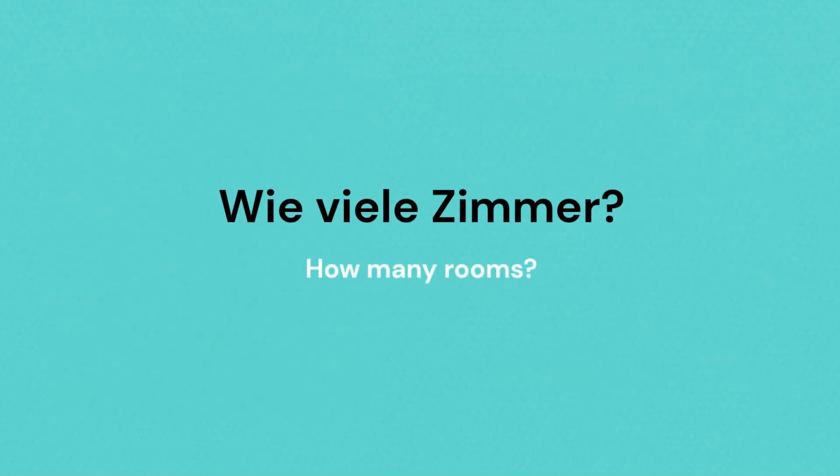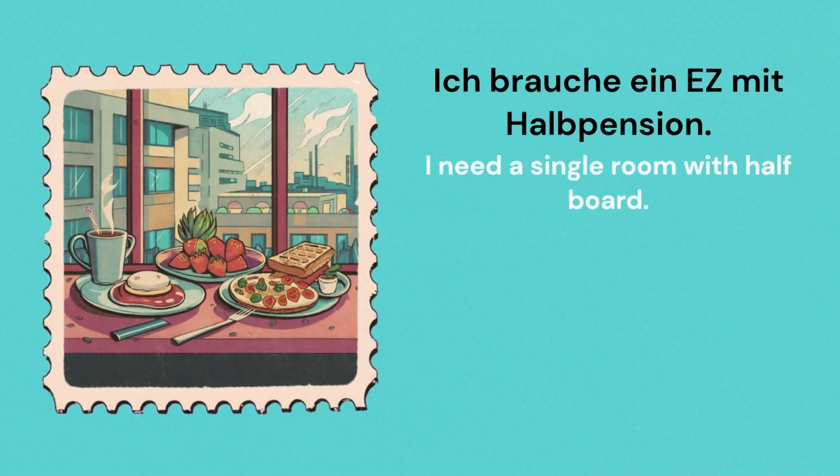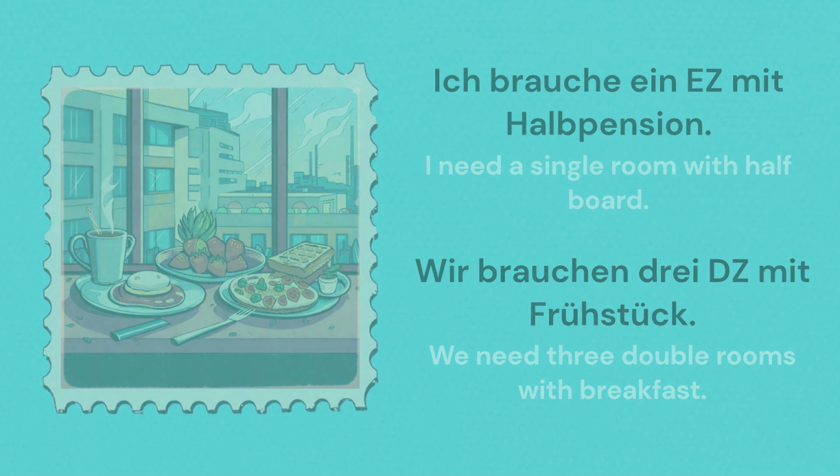You should also mention how many persons you are or how many rooms do you need. Wie viele Zimmer? Ich brauche ein Einzelzimmer mit Halbpension. Don't forget to mention whether you need the room with Frühstück, Halbpension oder Vollpension. Wir brauchen 3 Doppelzimmer mit Frühstück. Here are some more variations.